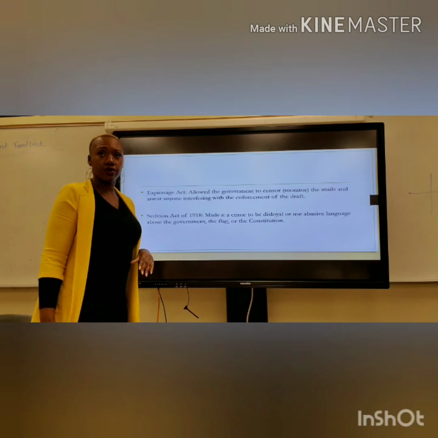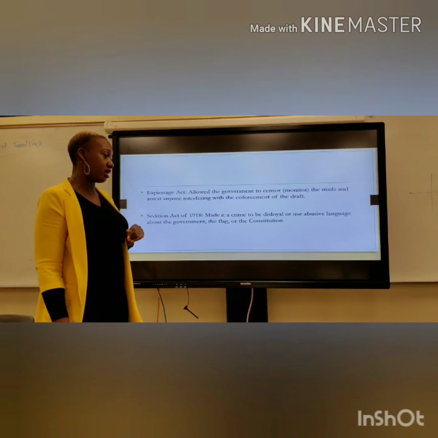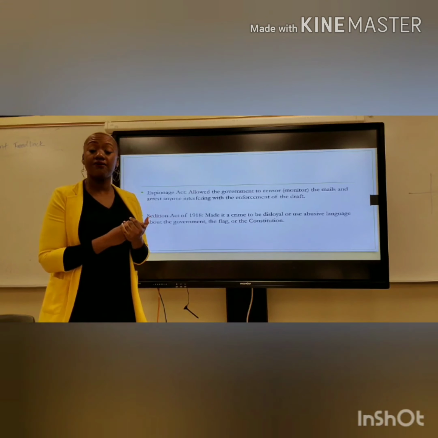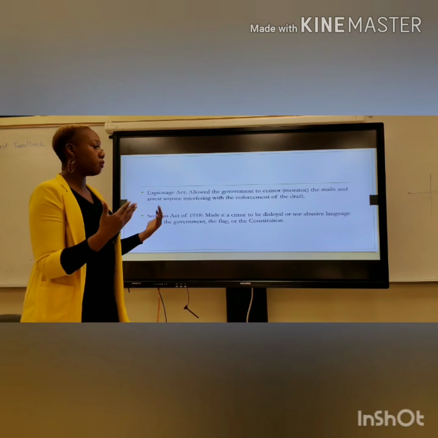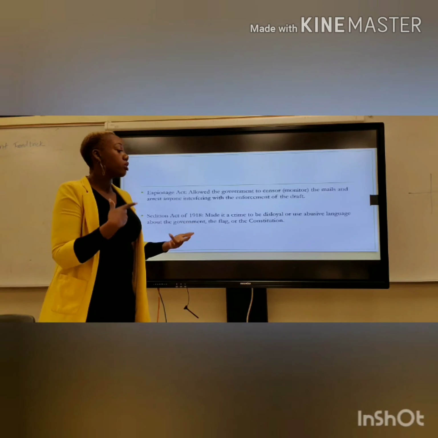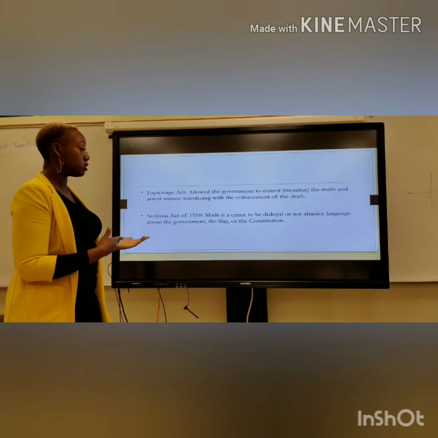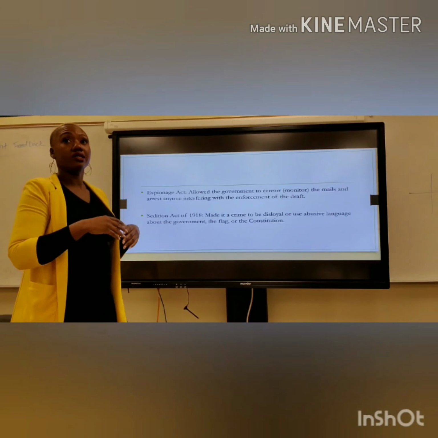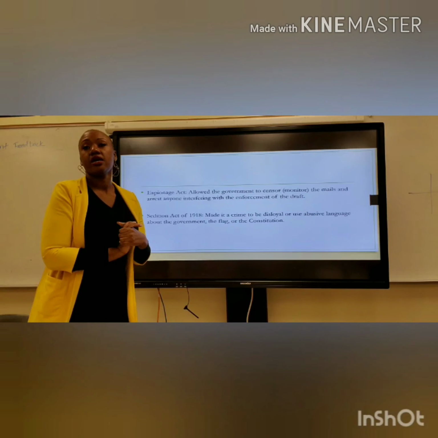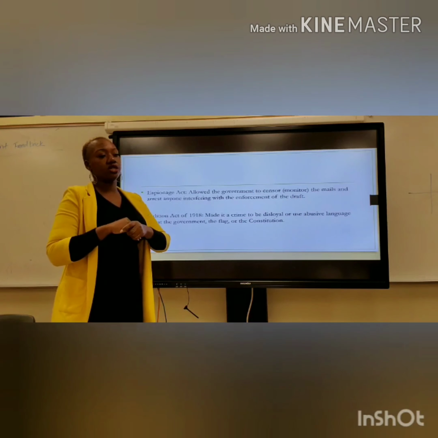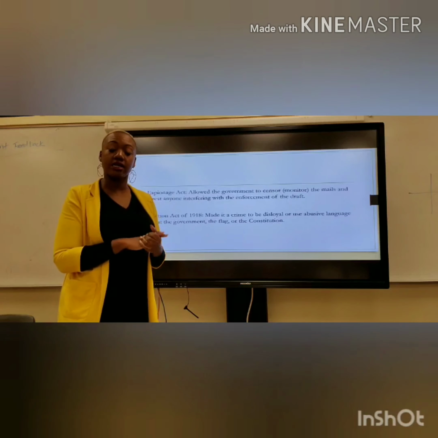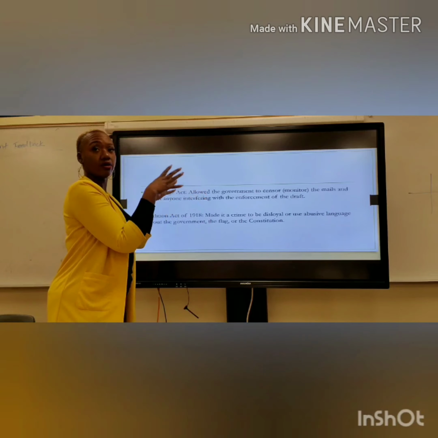The second law that was created is called the Sedition Act of 1918. The Sedition Act of 1918 made it a crime for anyone to voice their opinion against the government. If you were basically talking badly about the government, you were arrested. If you spoke out against the government, if you didn't stand up for the pledge, okay, or the flag, you were arrested. If you just had any shady things to say about the government, you were arrested during this time, because in their eyes, you are now the enemy.